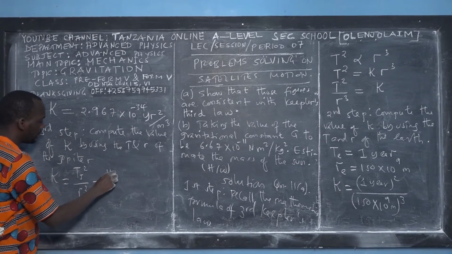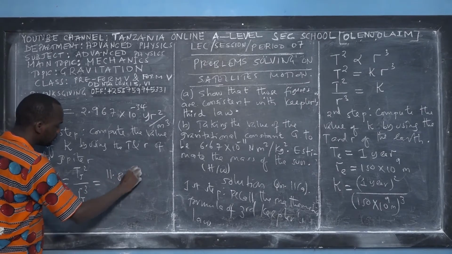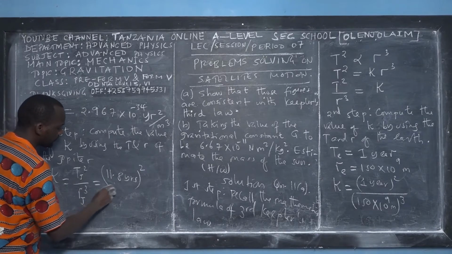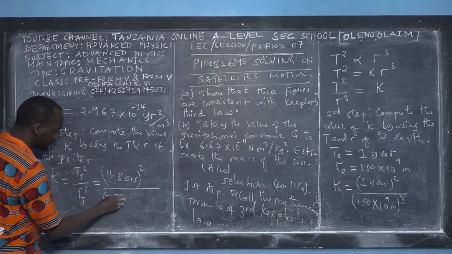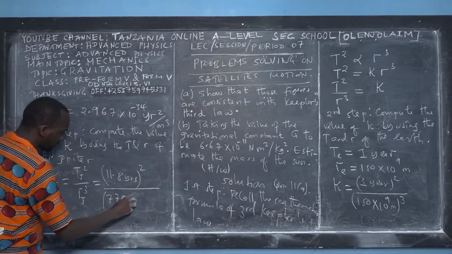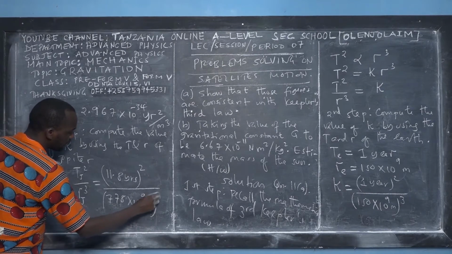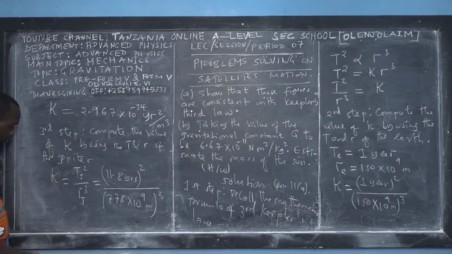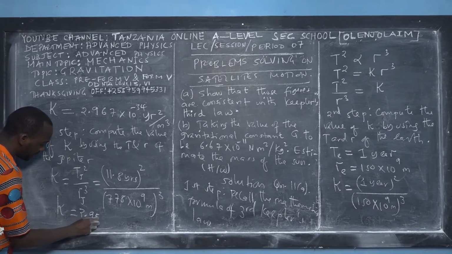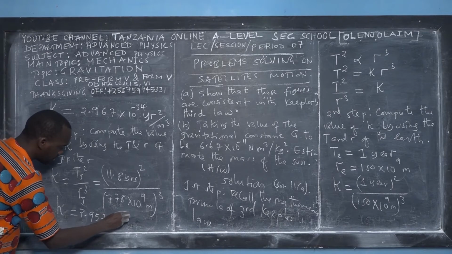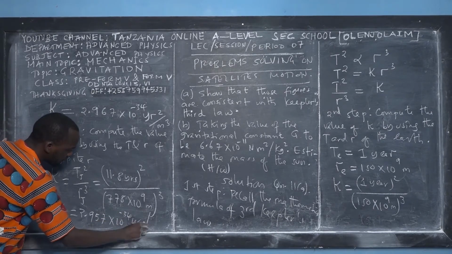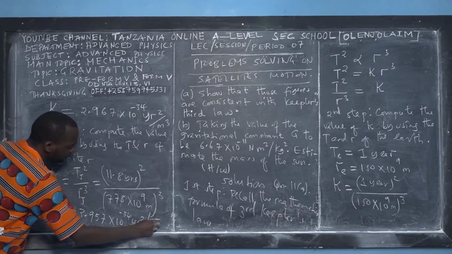The period of Jupiter is 11.8 years, so this one we have to square. The distance from the center of Jupiter to the Sun is 778 × 10^9 meters, and this one you have to cube. Use your scientific calculator to determine this proportionality constant. You'll find that it is 2.957 × 10^-34 years squared per meter cubed.